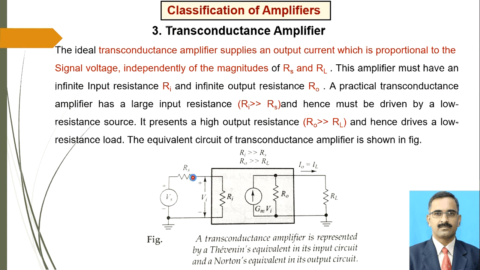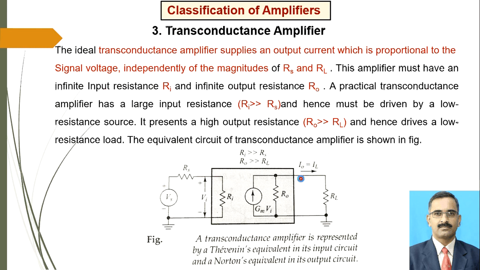It presents a high output resistance. That means R0 is very much greater than RL, and hence it drives the low resistance load. This load is a very low one, right? So remember that. This is all about the transconductance amplifier.